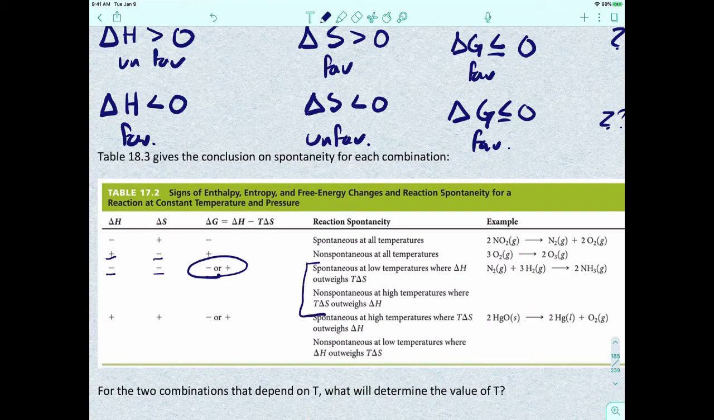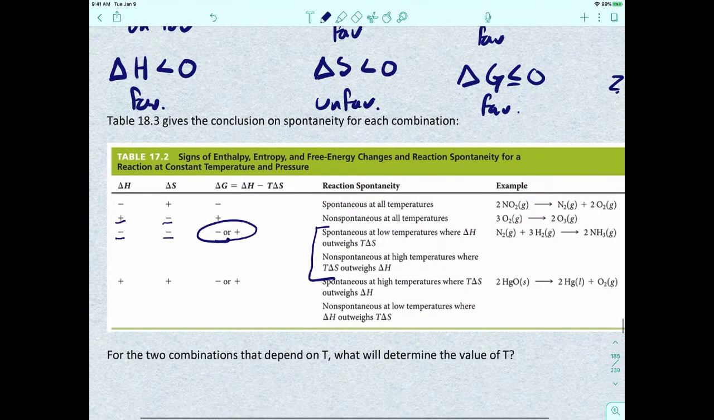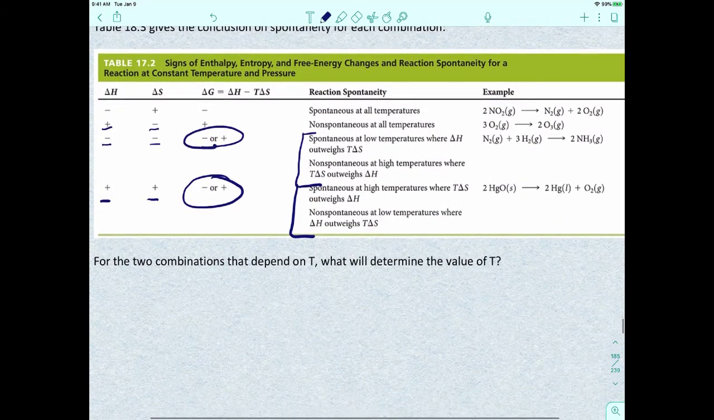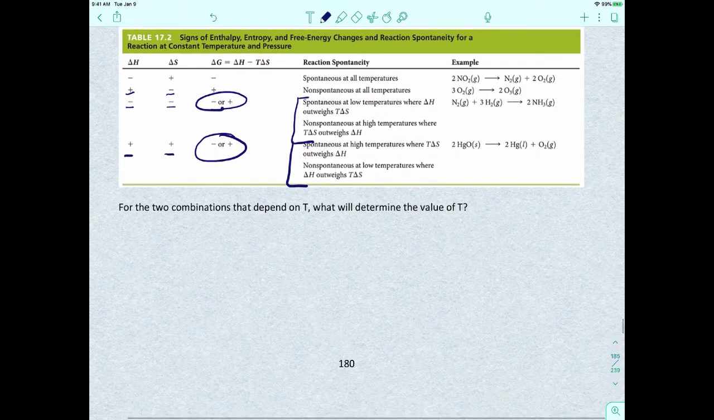So it looks like it's going to be spontaneous at low temperatures when delta H outweighs the T delta S, and it's going to be non-spontaneous at high temperatures when T delta S is bigger than delta H. And same thing, if let's say the delta H is unfavorable and delta S is favorable, same deal with delta G. It could be favorable, could be unfavorable, but it all depends on the values of T delta S versus delta H.